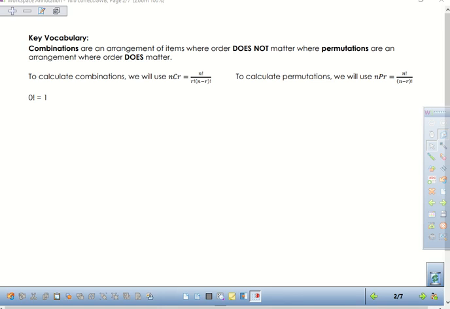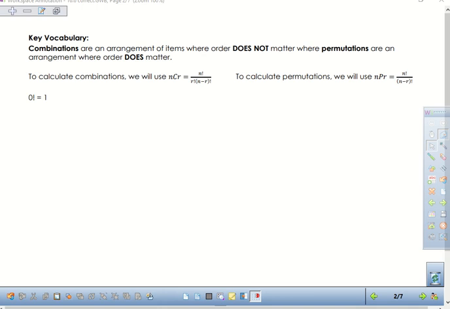arrangement does matter. An example of a combination would be if I had a class of 25 students and I needed to pick 5 students. Any 5 students. It wouldn't matter what order I pick those students in, we just have a group of 5, right? For a permutation, that's where the order does matter.